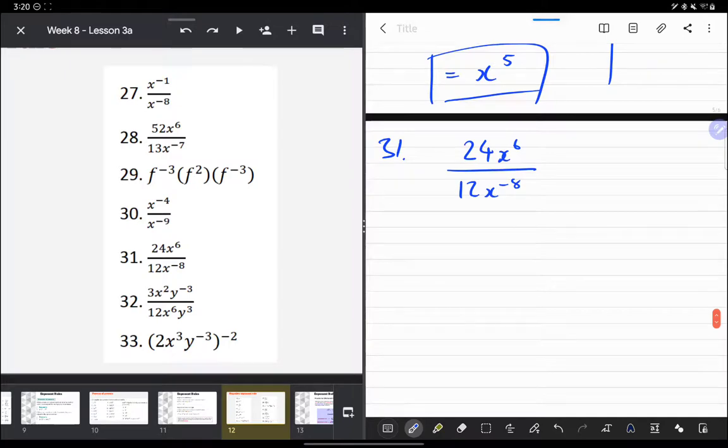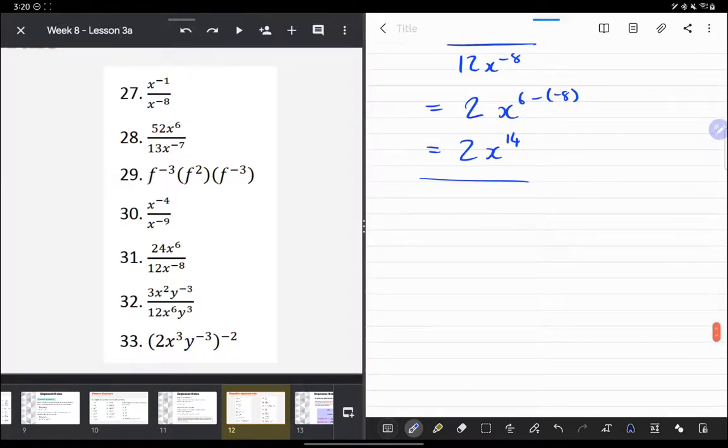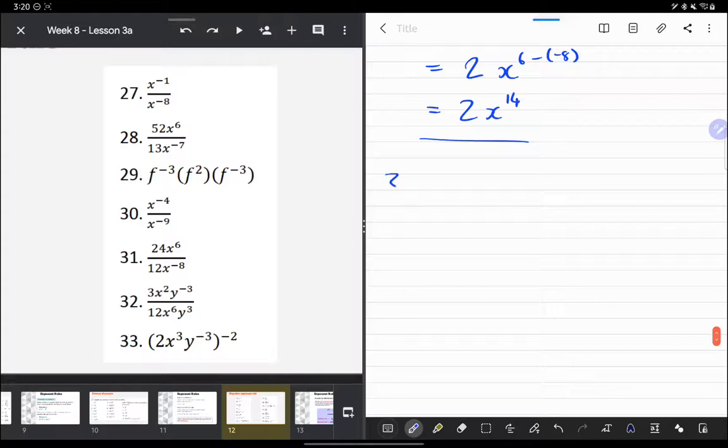So again, we have negative powers, but we're not afraid of those anymore. Let's do the number first. 24 over 12 is just 2, and it's 2 over 1, but I don't really need to write the 1. And it's going to be x6 minus negative 8, which is 2x to the power of, that's a plus 8, so 14. 32. Well, this is where I stop writing questions, because it's getting long.